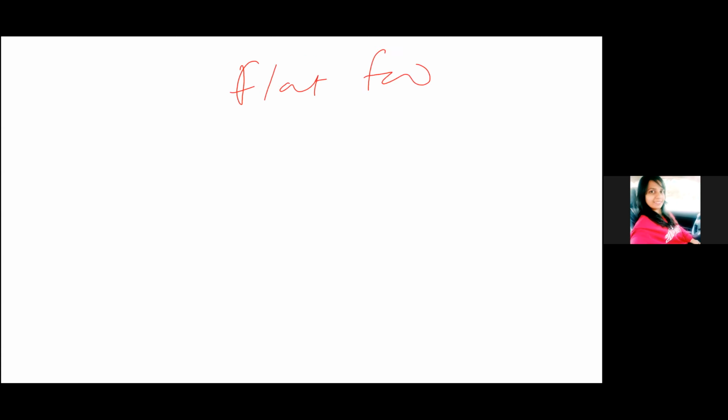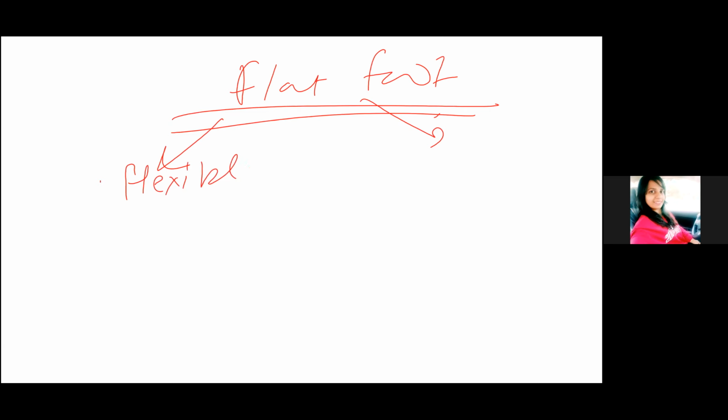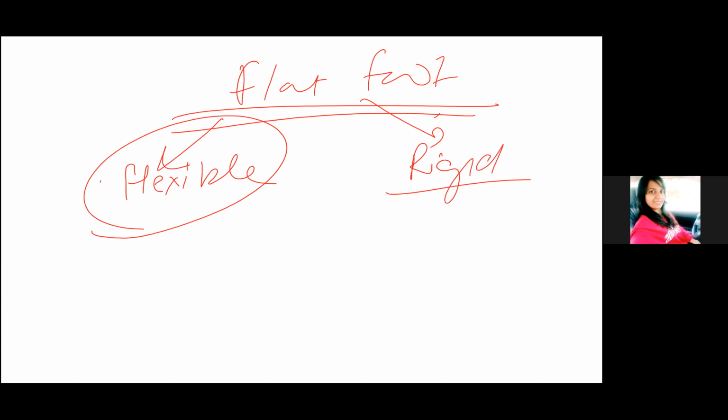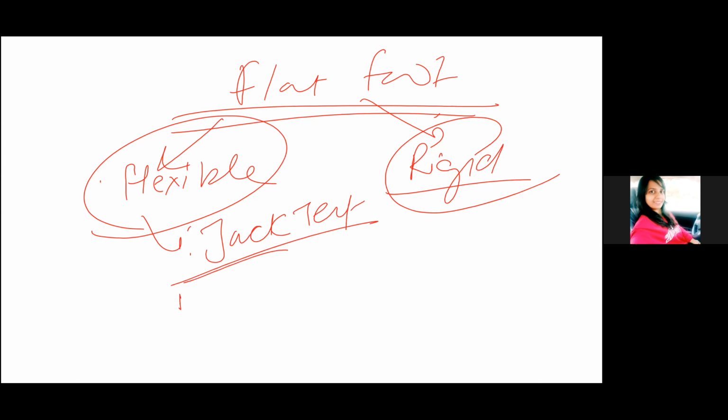Next is flat foot. Flat foot can be seen in, firstly we have flexible flat foot, and we have rigid. How will you differentiate if it is flexible or rigid? In the flexible flat foot, what happens? You will do the Jack test and you will make the patient stand on the toes. If it then gets corrected, then it is flexible, otherwise rigid.